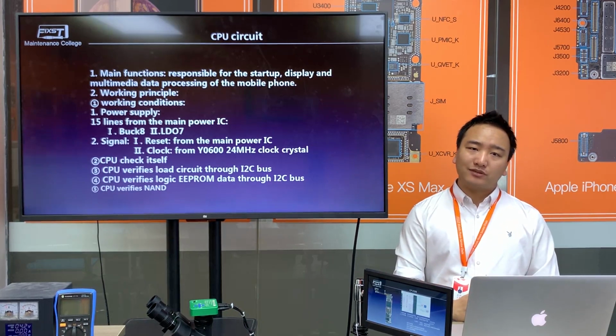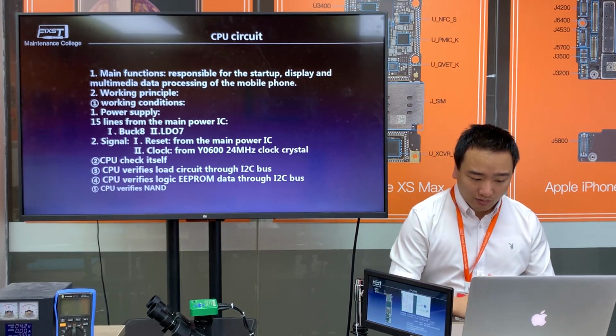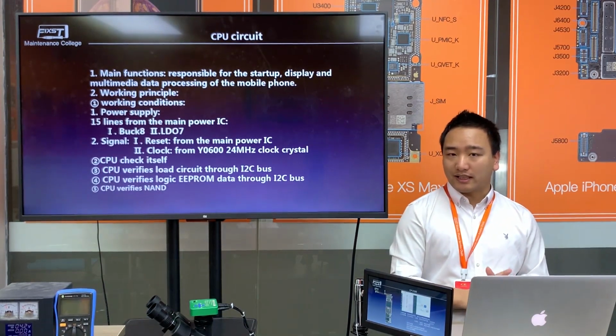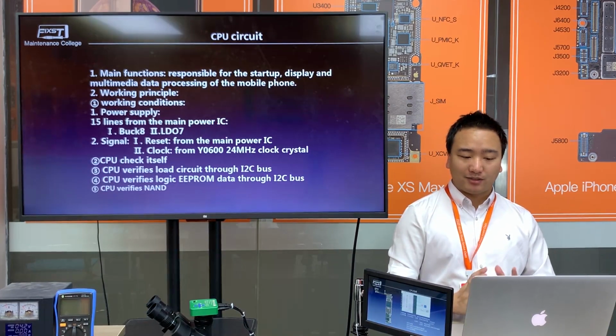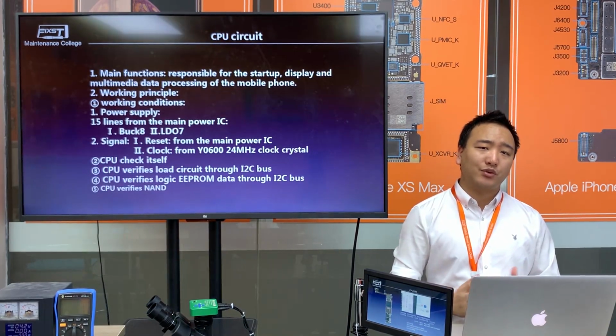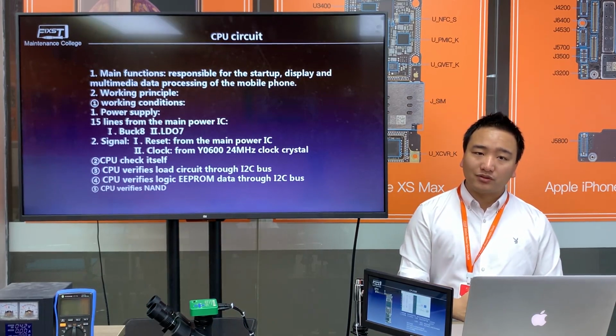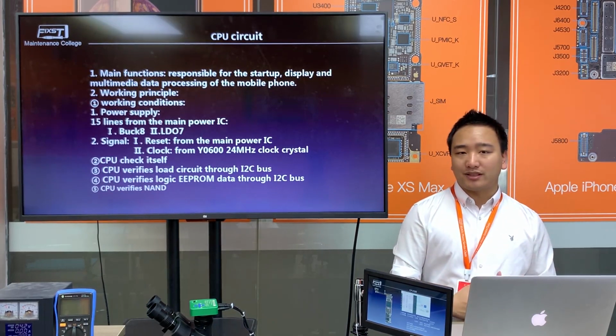Now the CPU integrates a lot of things and also controls a lot of functions, so the power sent to the CPU needs to be very precise. And all of these 15 power lines are sent by the PMU.